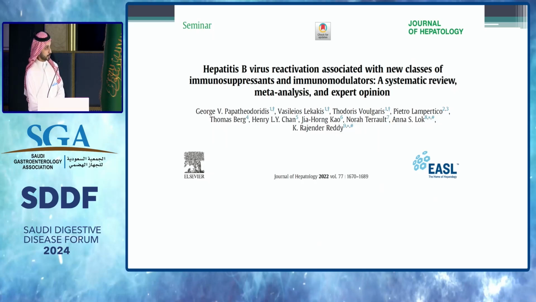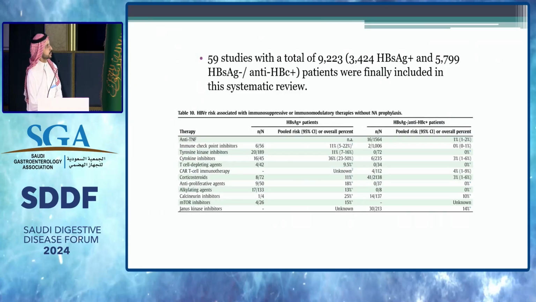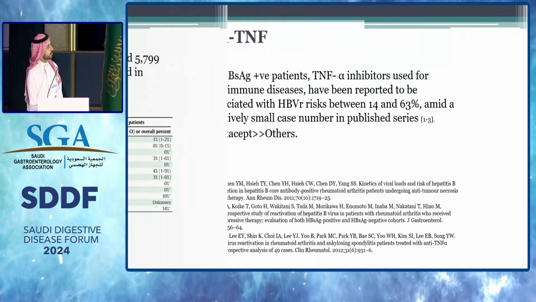So this is actually a good meta-analysis that was published in 2022 in the Journal of Hepatology by Papatheodorou and colleagues that we're going to delve into. It included 59 studies with a total of 9,223 patients. 3,400 of them were surface antigen positive. 5,800 were core positive. So we're going to talk about it when we talk about the individual medications now.